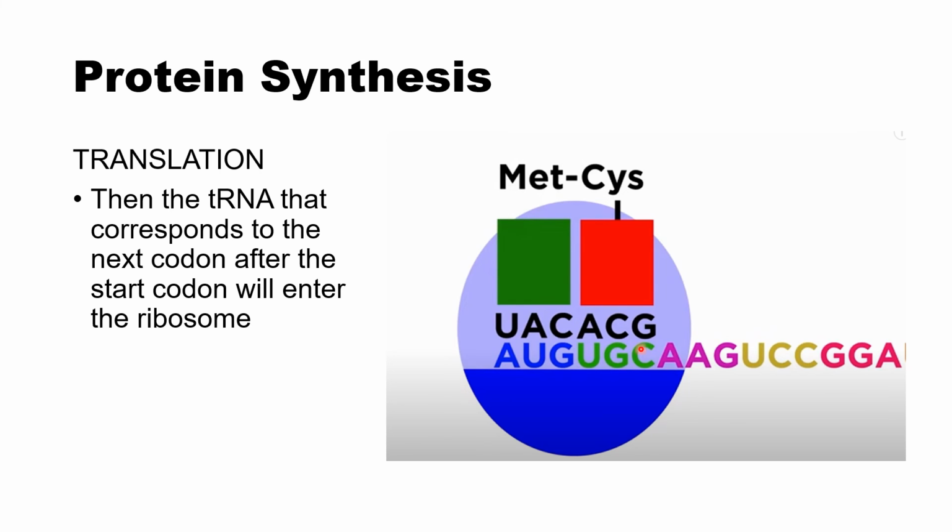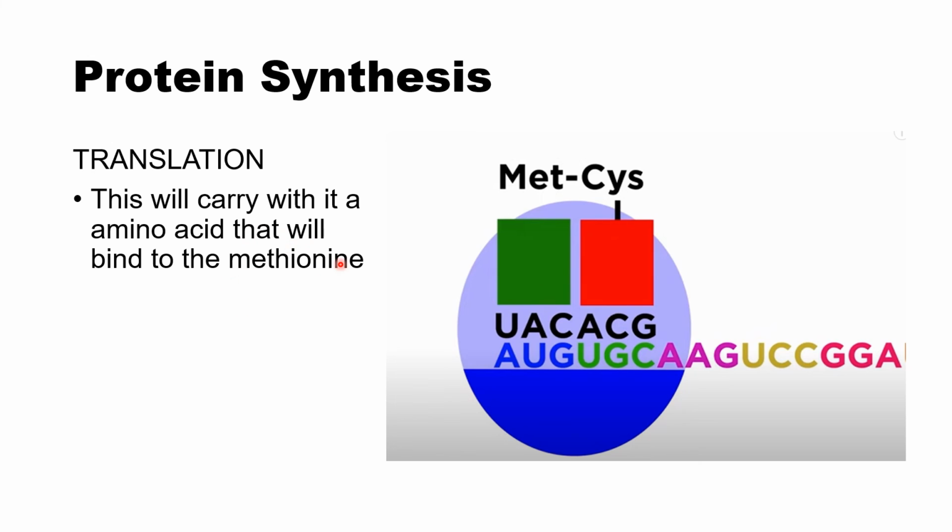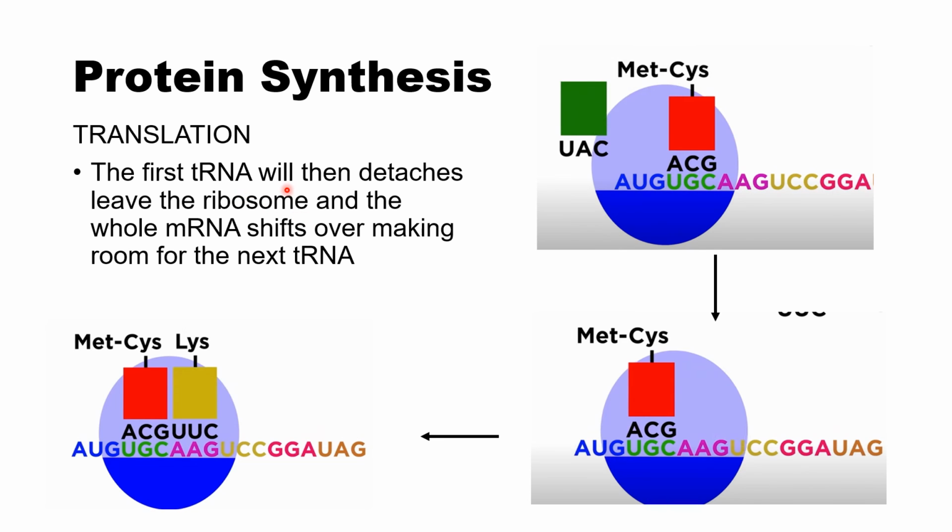So, dapat complement rin. Yung A natin, dapat i-complement yung U, C, G, GC. So, yung ACG, it is linked to the amino acid cysteine. So, meaning, after nag-bind yung initiator tRNA, tapos yung pangalawang tRNA, meron ka nang nabuong methionine and cysteine na amino acid na nag-link. Parang nag-bind yung dalawa. And then, this will carry with it amino acid that will bind to the methionine. And then, the first tRNA will then detach, leave the ribosome, and the whole mRNA shifts over, making room for the next tRNA.